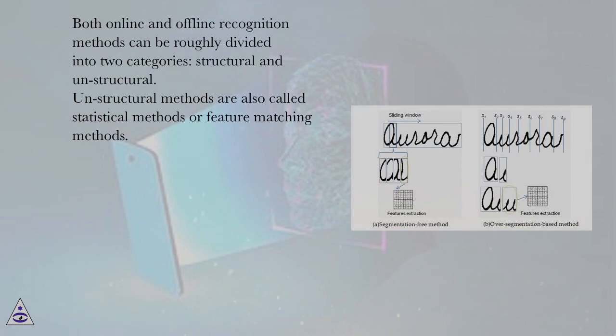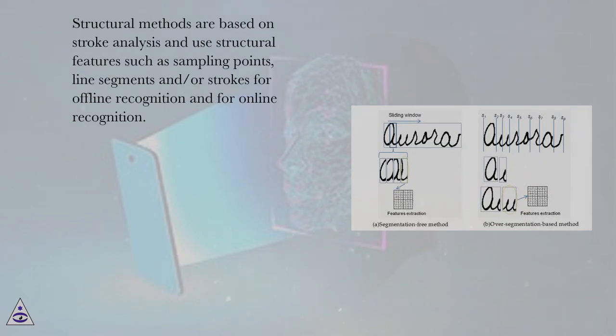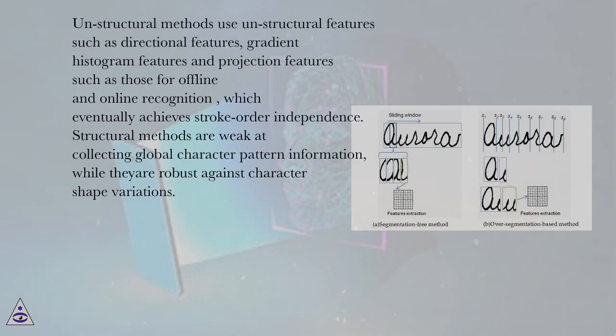Both online and offline recognition methods can be roughly divided into two categories: structural and unstructural. Unstructural methods are also called statistical methods or feature matching methods. Structural methods are based on stroke analysis and use structural features such as sampling points, line segments and/or strokes for offline recognition and for online recognition. Unstructural methods use unstructural features such as directional features, gradient histogram features and projection features, such as those for offline and online recognition, which eventually achieve stroke order independence.